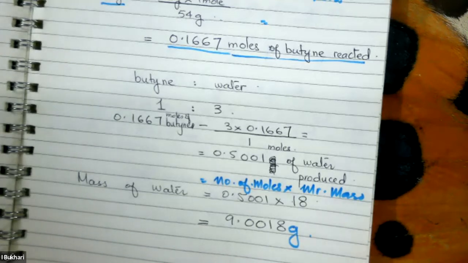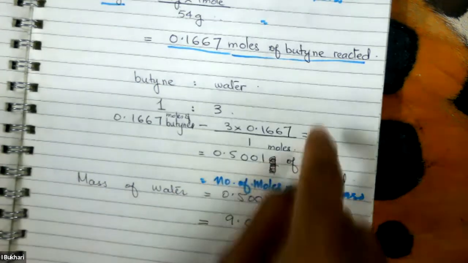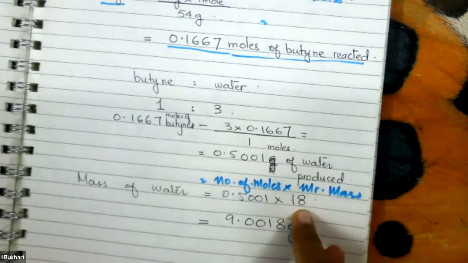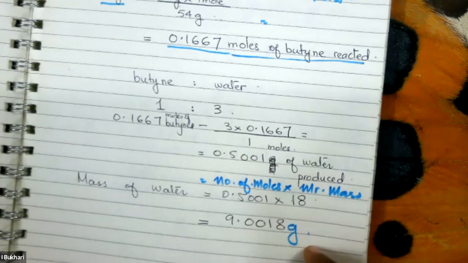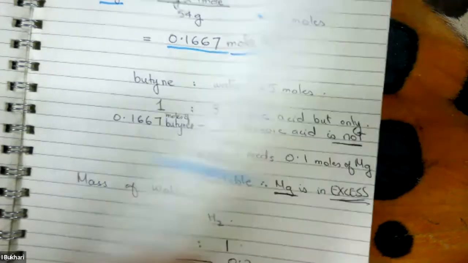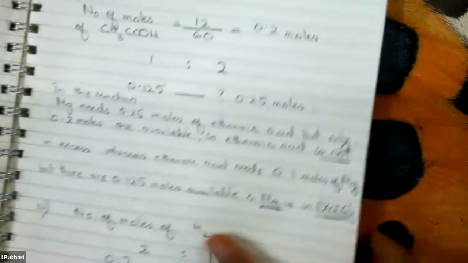Yusra, can you please repeat your question? Miss, I'm saying that where you have written 3 into 0.1667 divided by 1, that is the moles of water that we have to find, instead of x, you wrote the whole thing. Yes, this is the number of moles of water, the mass of which we have to find. Just simply multiply by molecular mass of water, which is 18. And so the mass that you get is the mass of water. Is there any question? Okay, let's move on. Next question.